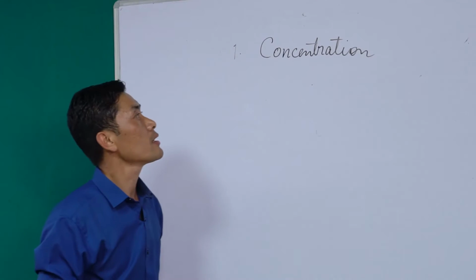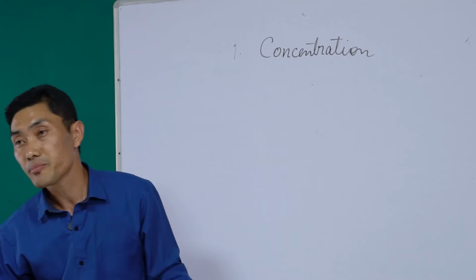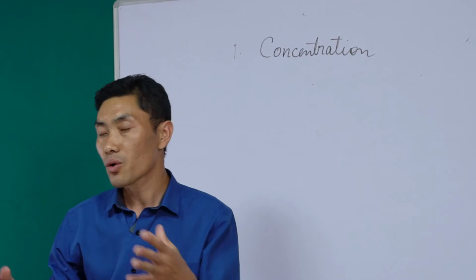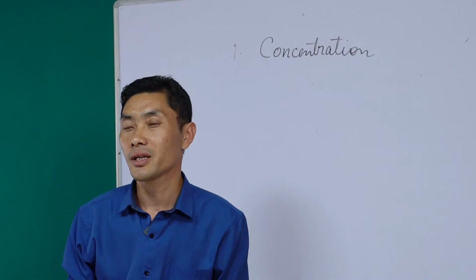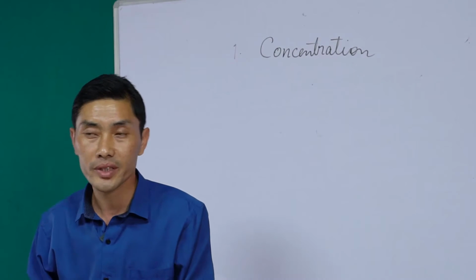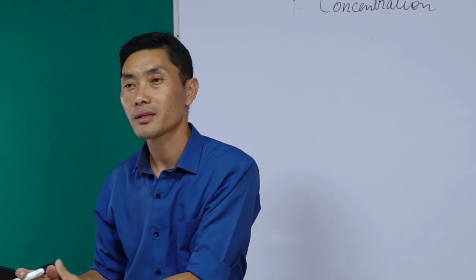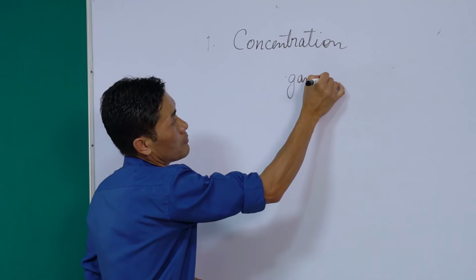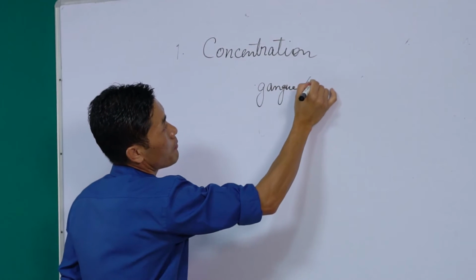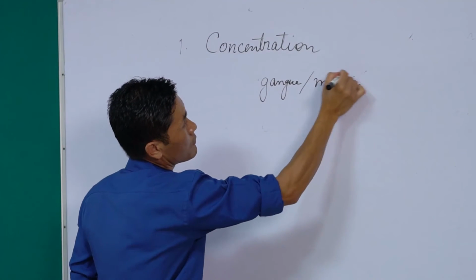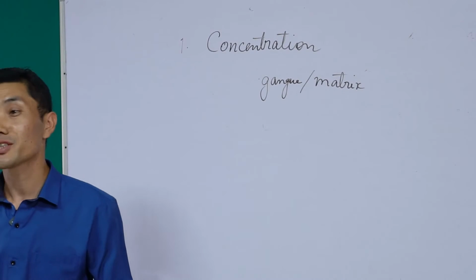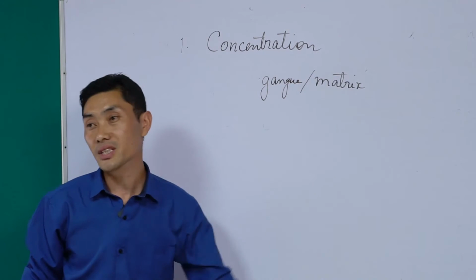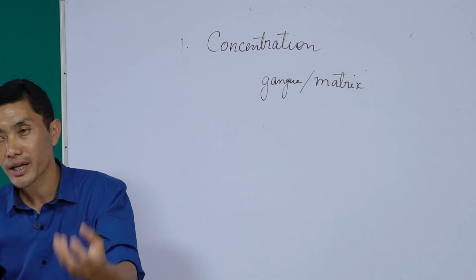Concentration, as I said, is the process of removing impurities from the ore. Since the ore is taken out from inside the Earth's crust, it will be mixed with various types of impurities from inside the Earth. The earthy or rocky materials or impurities that are present along with the ore are called gangue or matrix. So concentration simply means removing these gangue or matrix from the ore, or purifying the ore.